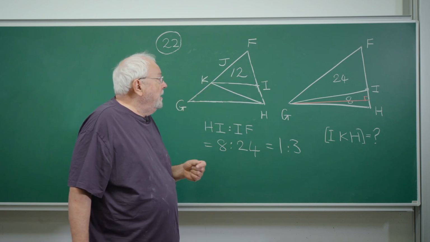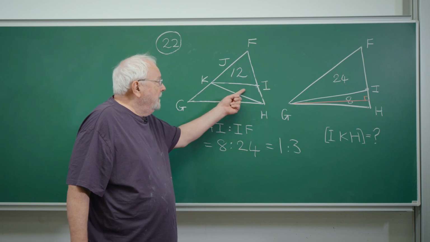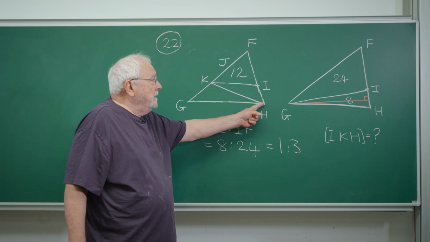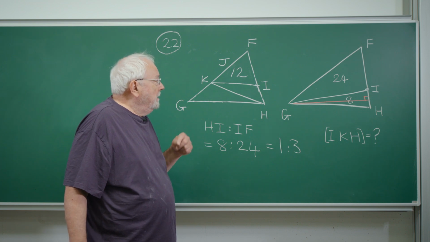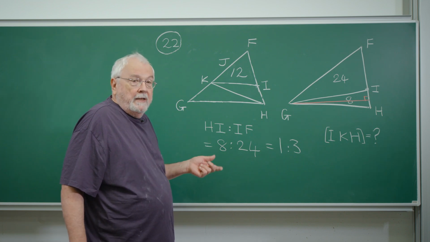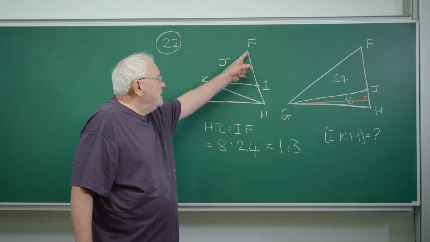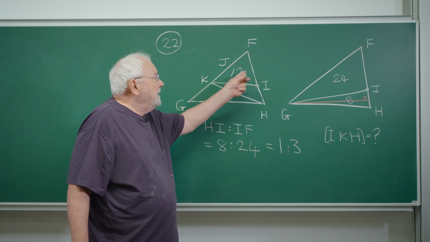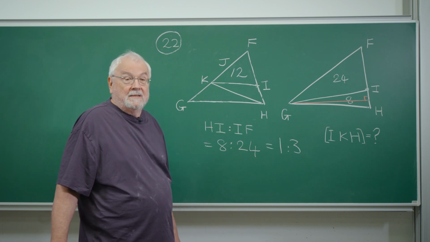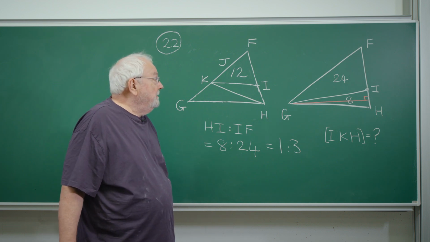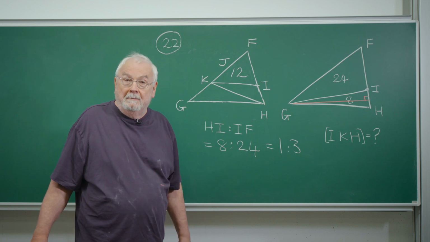If you take the triangle IKH or the triangle IFK, then they have the same perpendicular height there. So the ratio of their areas will be a half times the base of this triangle times the height, to a half times the base of this triangle times its height. And again, the heights are the same, the halves are the same. So the ratio of the areas is simply the ratio of the length of the bases.